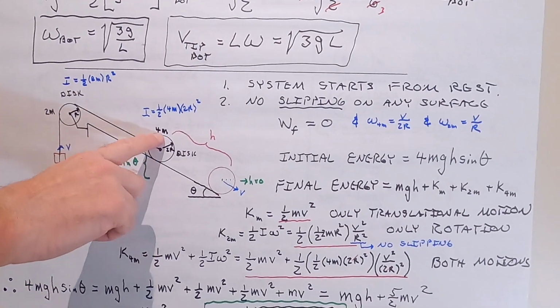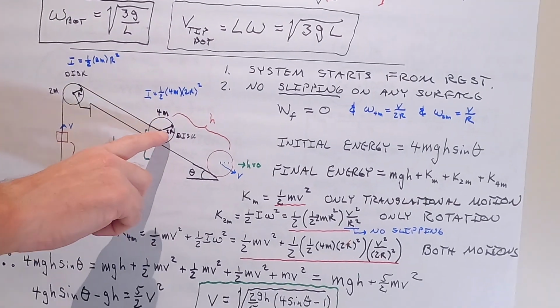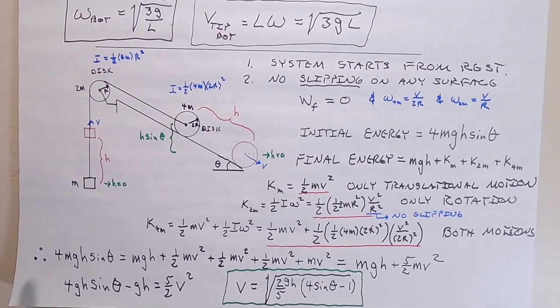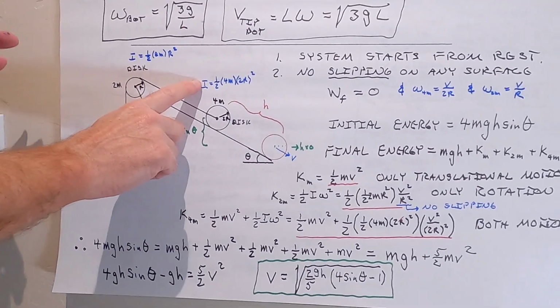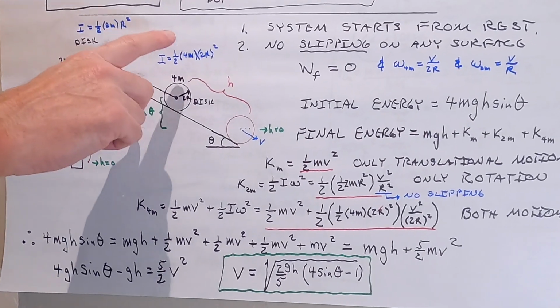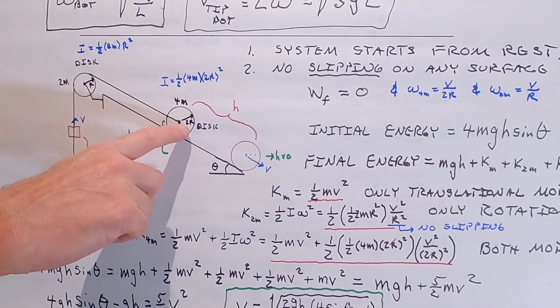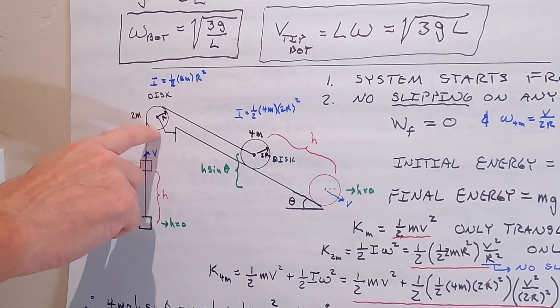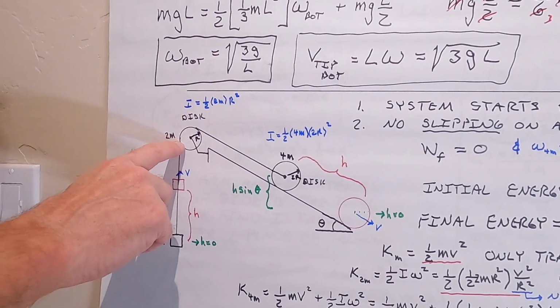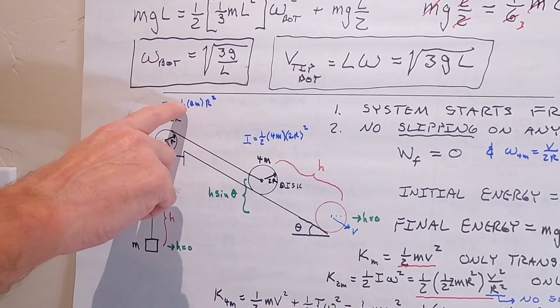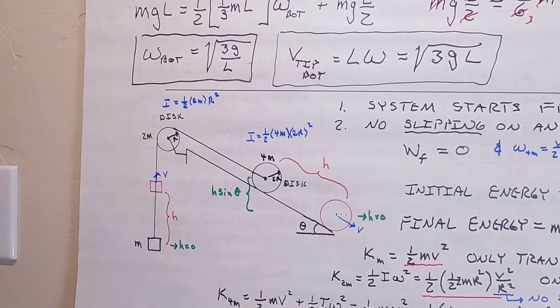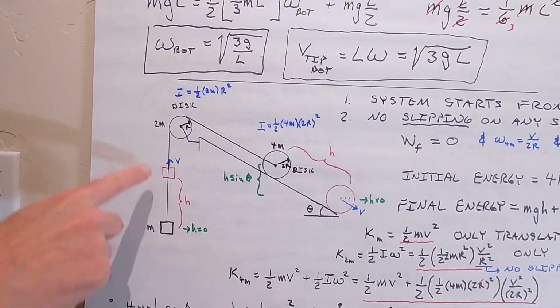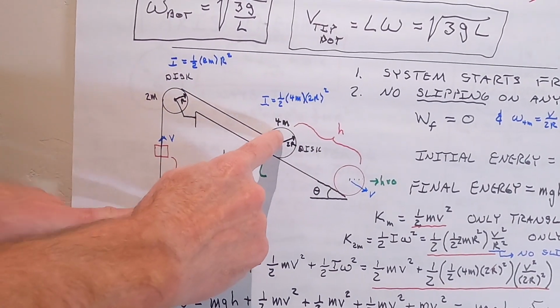It has a mass of 4m and a radius of 2r. So that means its I, since I for a disk is 1/2 mr squared, is 1/2 times 4m times (2r) squared. This is just another disk, but its mass is 2m, and its radius is just r. So there's its I, 1/2 (2m) r squared. Okay, so we have this mass right here and here.